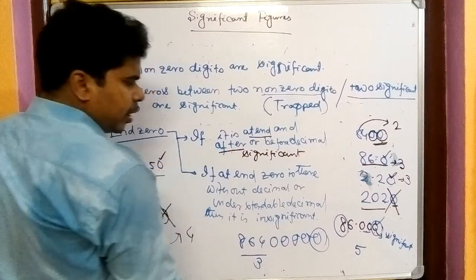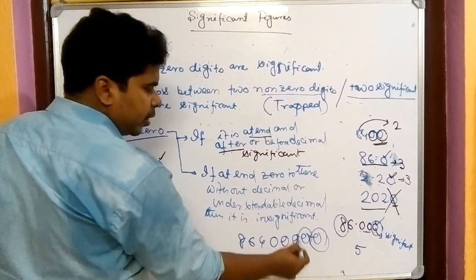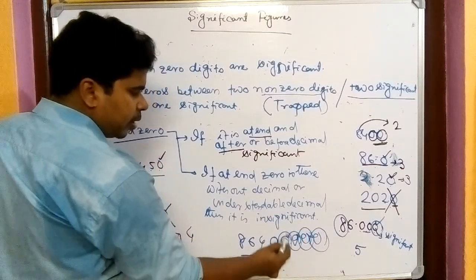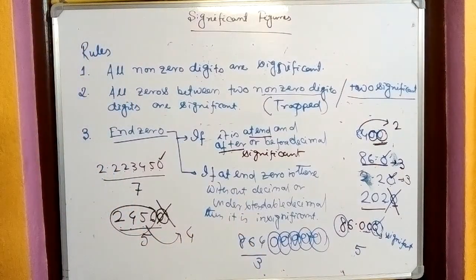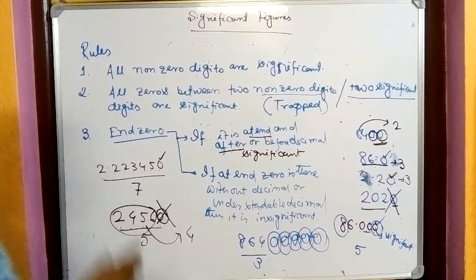If this 0 is insignificant, then the one nearer to it is also insignificant. It is also insignificant. Only 864 is significant. So here, the number of significant figures is 3. Okay, I think it is clear enough.